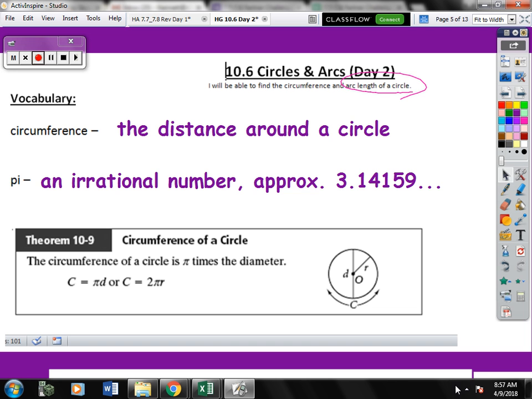And then we have two formulas we should review for circumference. We have pi times diameter, and we also have 2 pi times the radius. These are not to be confused with the area of a circle, which is pi r squared. We learned that back in chapter 1.